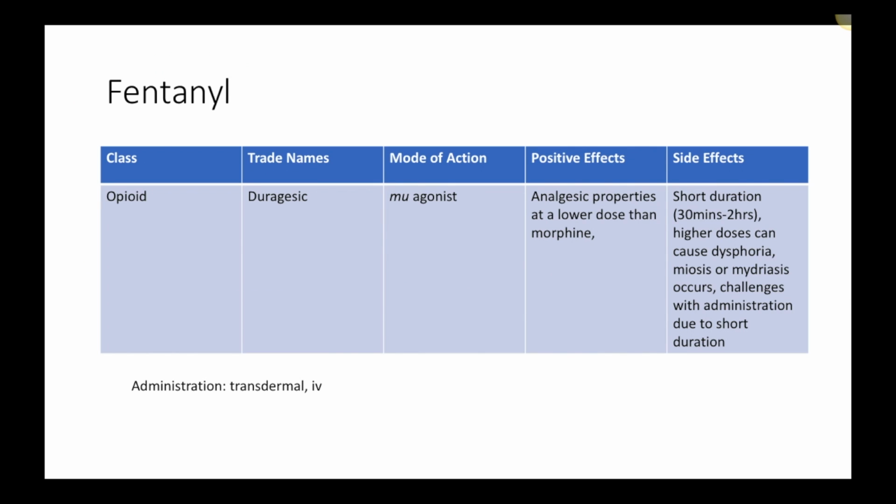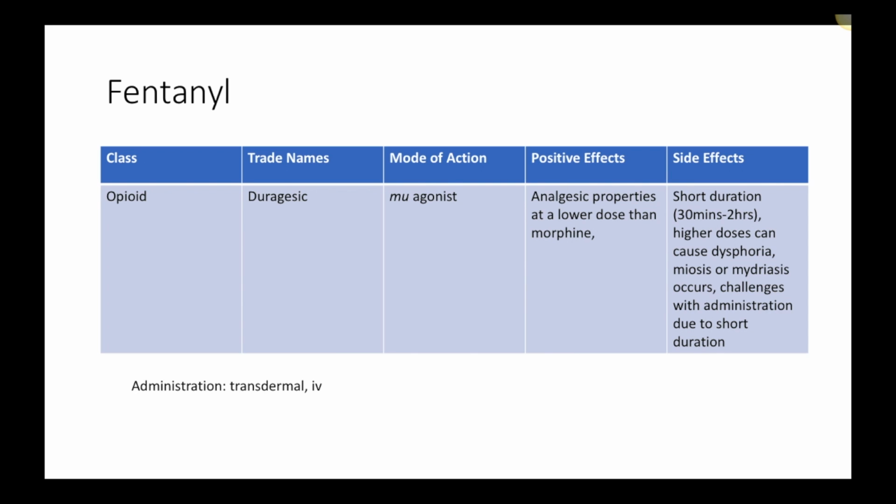All right, then we have fentanyl, which again is a pure mu agonist, often called Duragesic, and we have Duragesic patches, etc. for fentanyl. Positive effects, we've got analgesic properties at a lower dose than morphine because everything's measured against morphine. So again, this is stronger than morphine.